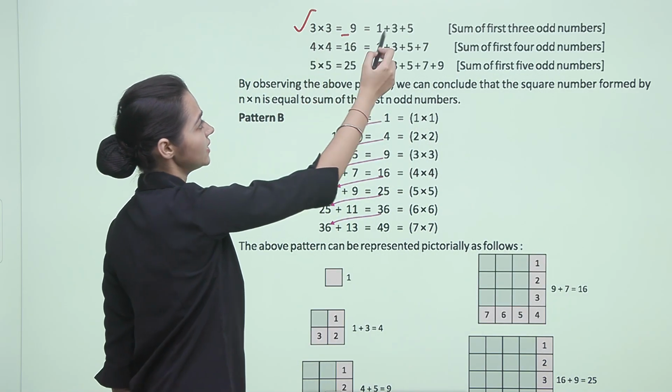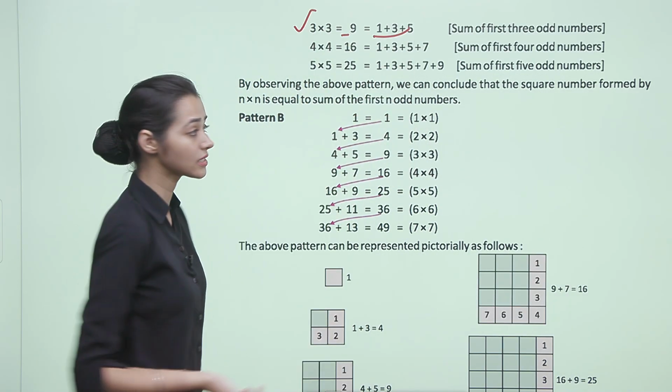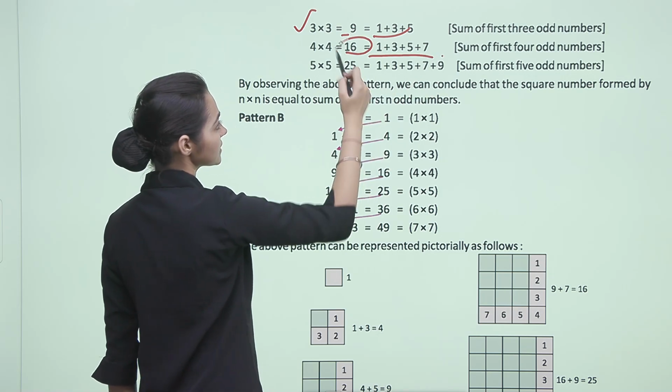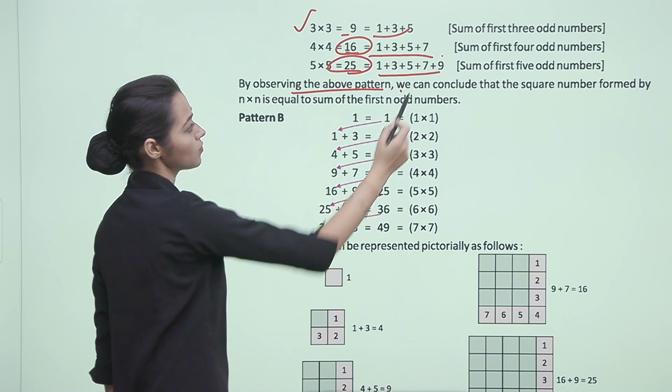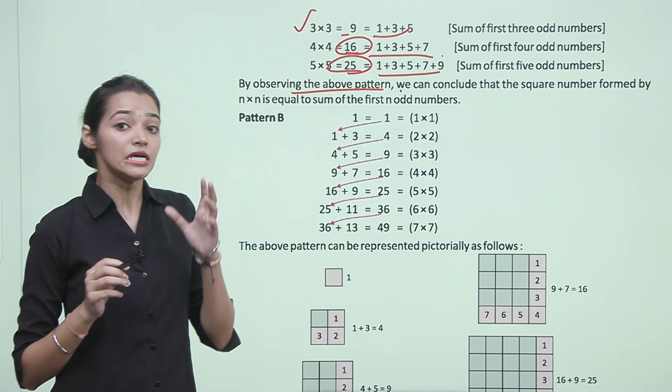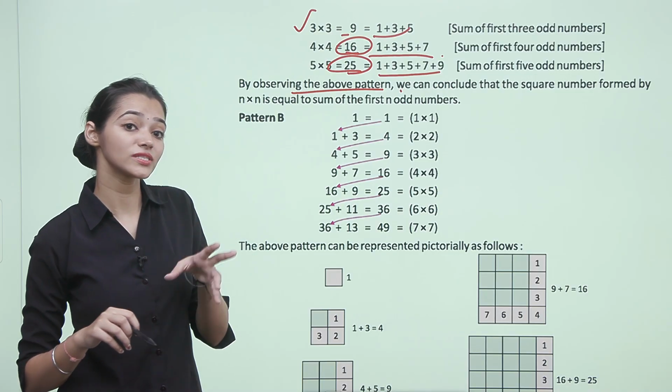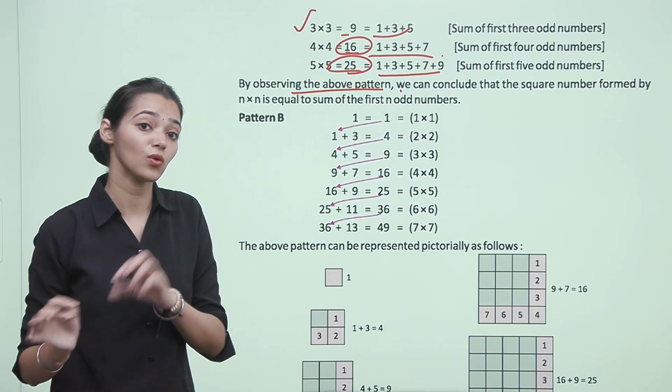Now 3 into 3 is 9. This is the sum of first 3 odd numbers. First 4 odd numbers 16, first 5 odd numbers 25. Now observing the above pattern we can conclude that the square number formed by n cross n is equal to the sum of first n odd numbers.